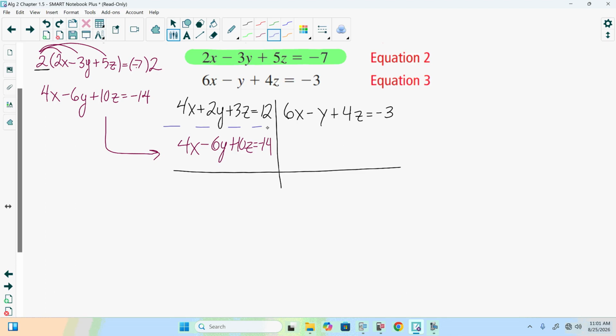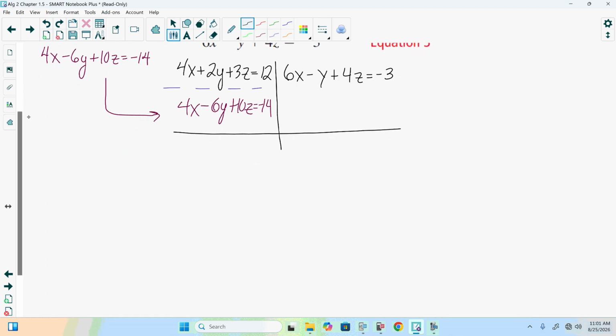So let's see what happens. 4x minus 4x. 4 minus 4 is 0. So those go away. That's what we wanted. We wanted x to be eliminated out. We wanted it to be removed. We wanted it to become 0.